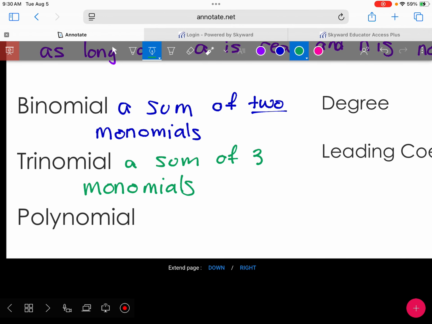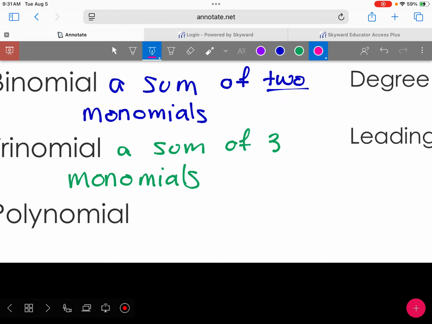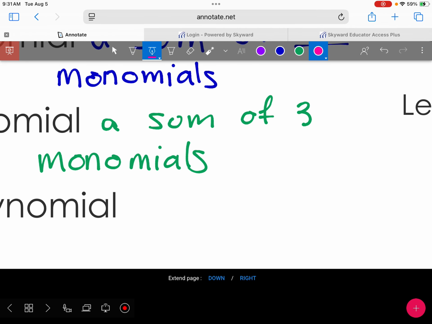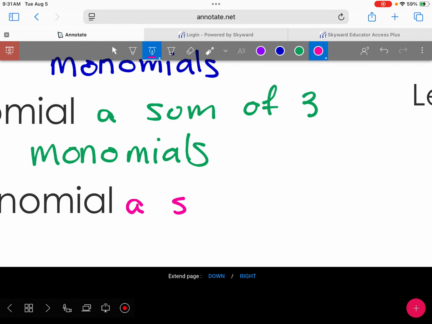So if a binomial is the sum of 2 and a trinomial is the sum of 3, a polynomial is many. It's any other than 2 or 3. We don't have special names for like a quadrinomial or a pentanomial. Like you could say octanomial. You could, but nobody does. It sounds weird. It sounds wrong. It's not wrong. It's just not used. Nobody uses that. So a polynomial is anything other than that, a sum of many monomials.